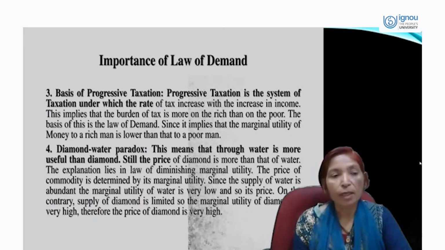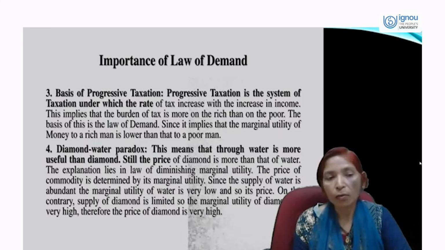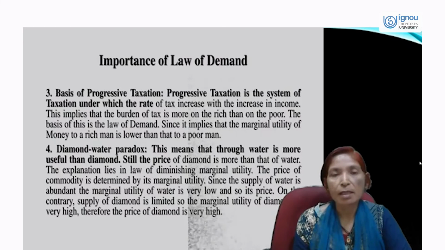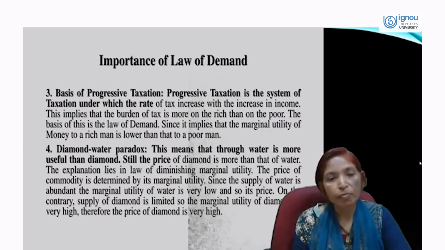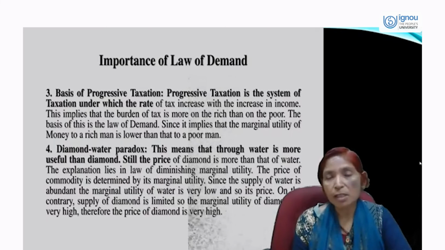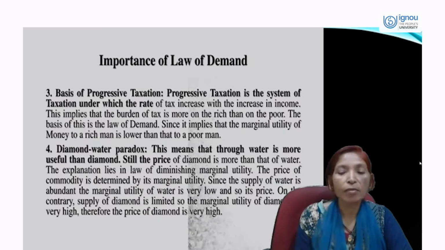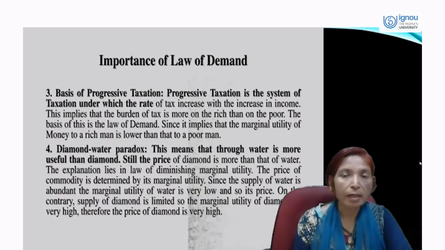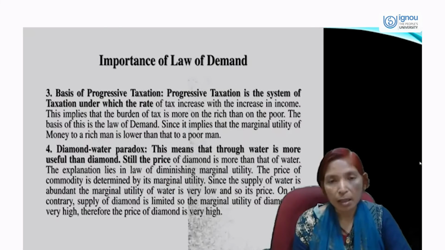And the water-diamond paradox: this law of demand is also important in the case of this paradox. You know that water is more useful than diamond, still the price of diamond is more than water. The explanation lies in the law of diminishing marginal utility. The price of a commodity is determined by its marginal utility. Since the supply of water is abundant and the marginal utility of water is very low, that's why water is cheaper. On the other hand, diamond supply is very limited and the marginal utility of diamond is very high. That's why the diamond price is also very high.